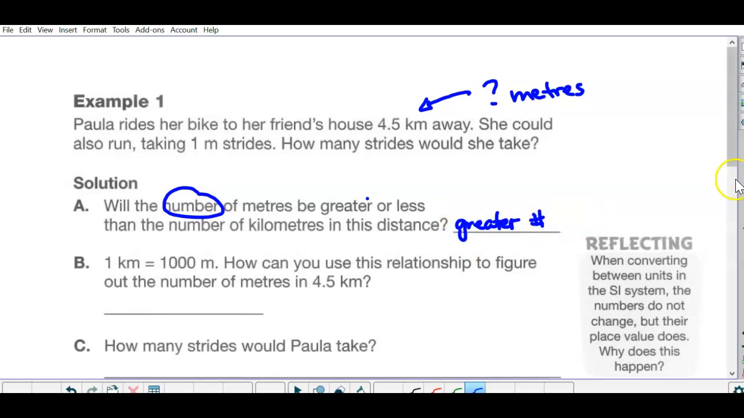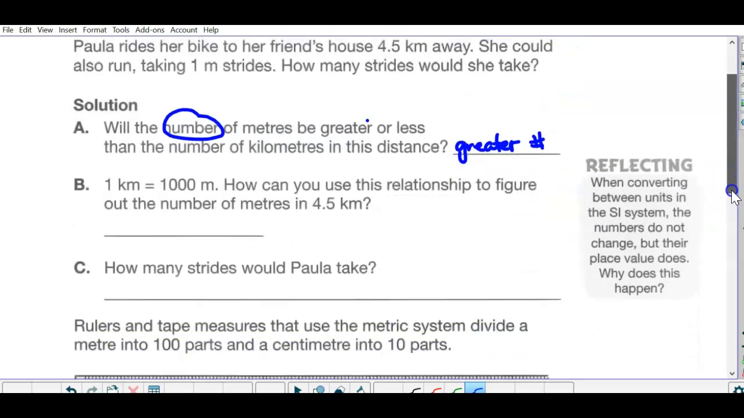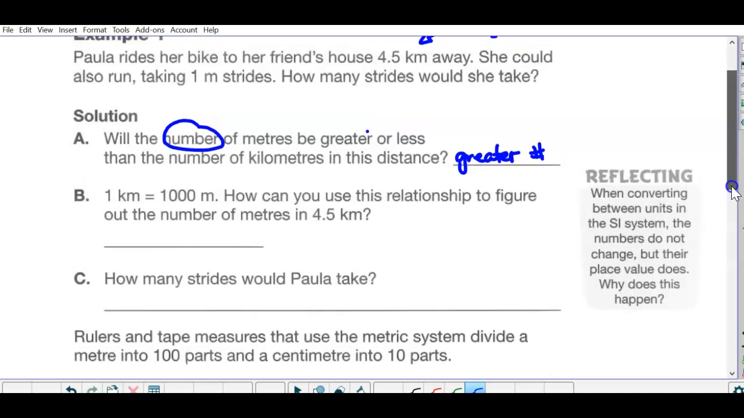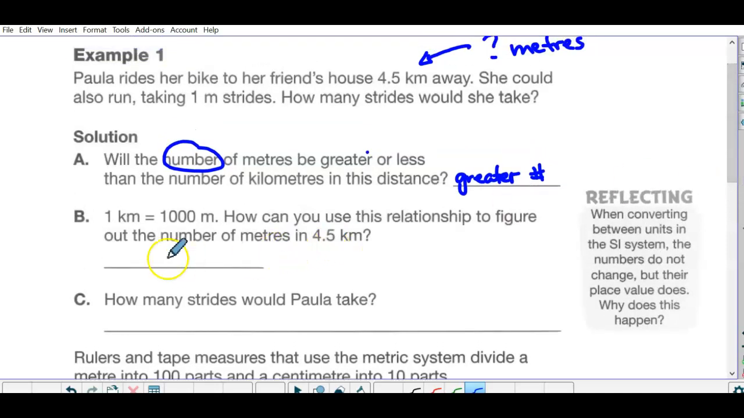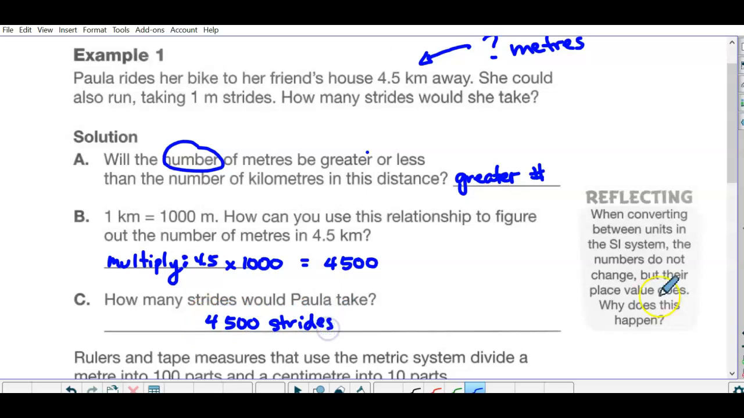number. That's a number symbol that I sometimes use to be quick. So 1 kilometer equals 1,000 meters. How can you use this relationship to figure out the number of meters in 4.5? So we would multiply 4.5 times 1,000. I'm just putting a colon there. That's what we would multiply. And that would move the decimal, so that'd be 4,500. So if each stride is a meter, then that would be 4,500 strides. Okay.